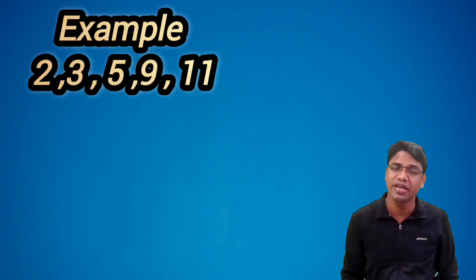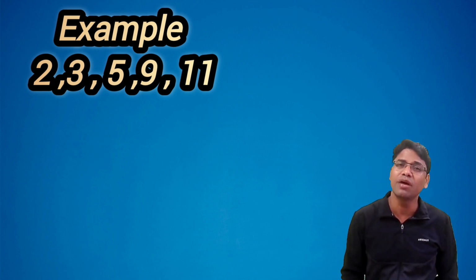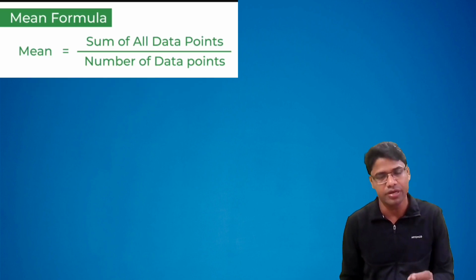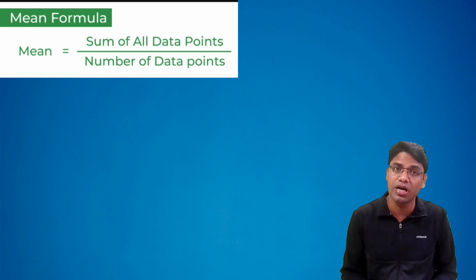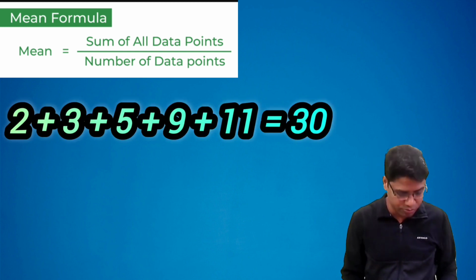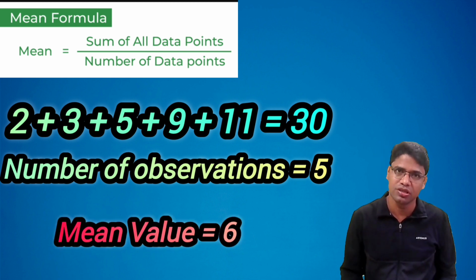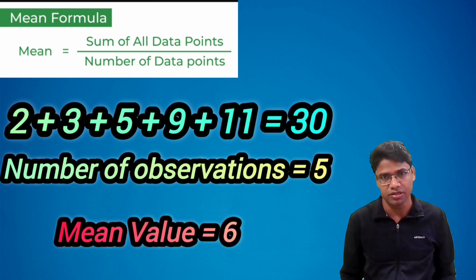So let's explain with an example. Here is the data: 2, 3, 5, 9 and 11. We have to calculate the central tendency in terms of mean. So we have to sum up all the data. The sum of the data is 30 and the number of observations is 5. So the mean value is 6. Mean is a central tendency.